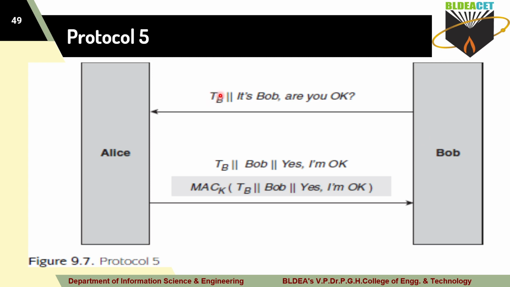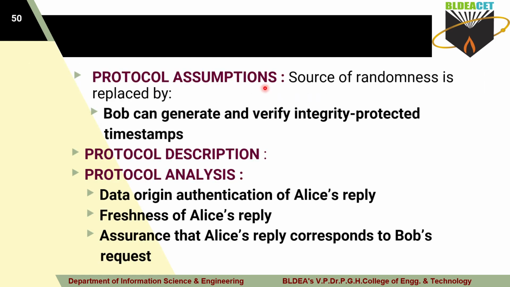TB indicates what? The timestamp generated by Bob and concatenated with the message, it's Bob, are you okay? Whenever it is received by Alice, she will generate the message authentication code for this message, the request sent by Bob, with the help of the symmetric key here. So now what are the protocol assumptions? Bob will generate and verify the integrity protected timestamp instead of source randomness here.